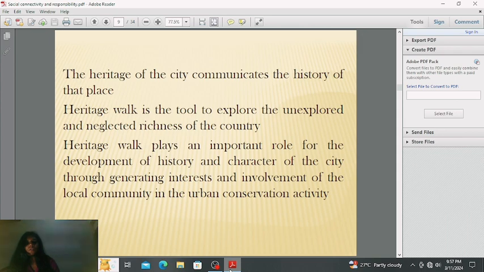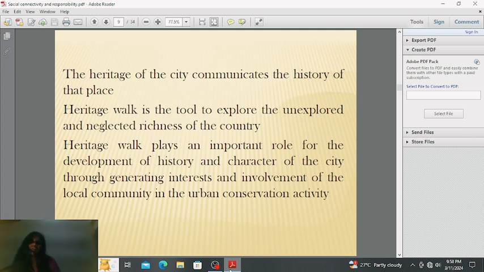So the heritage of a city communicates the history of the place. Any heritage of a city, if we take it as an example, basically shares the history of that place, and it is a tool. The heritage walk is basically a tool for us to explore the unexplored area and neglected richness of a country.